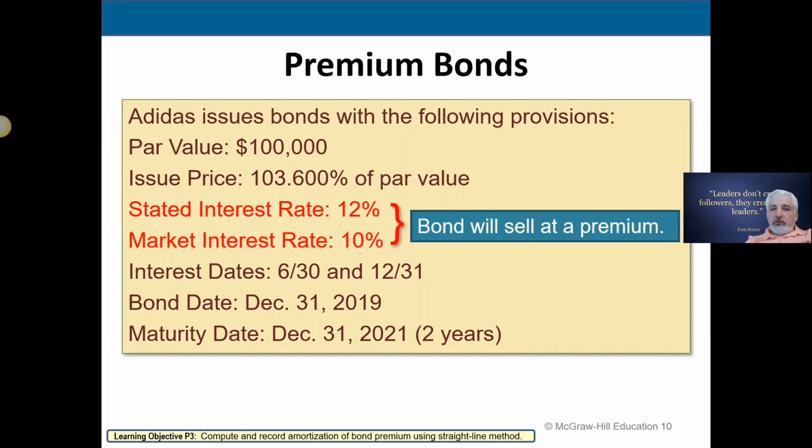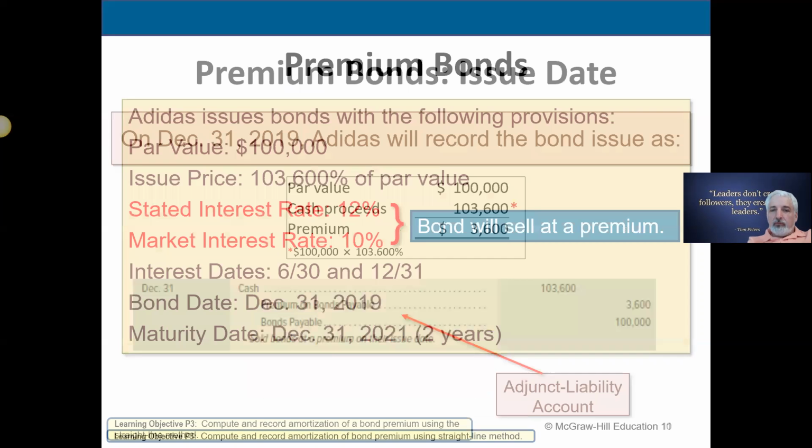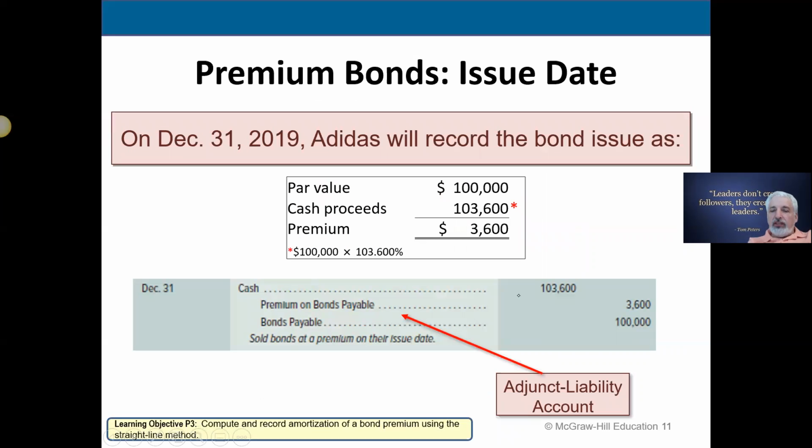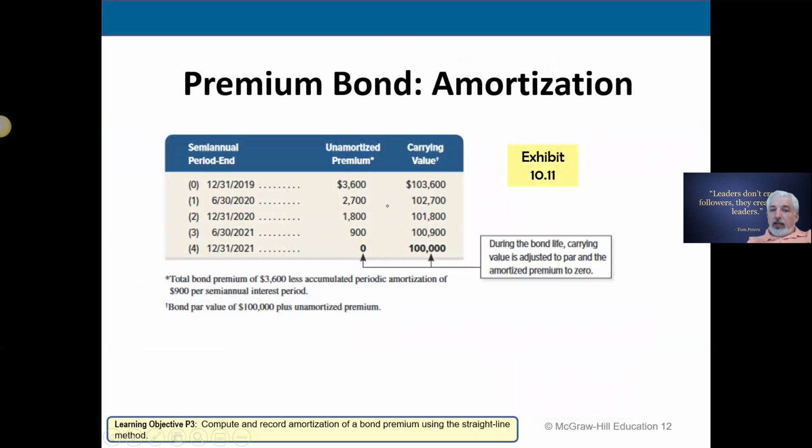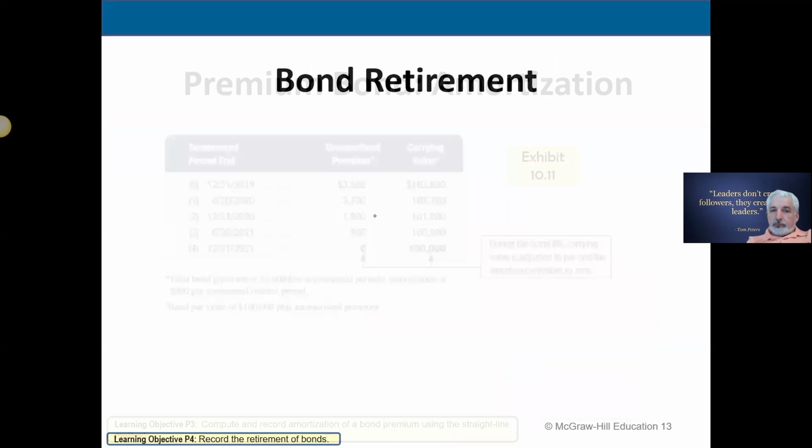And then the premium is the opposite. We will sell bonds at a premium if the market rate is below the actual stated rate issued on the bonds. Now we're getting $103,600 in cash for a $100,000 bond. And that's a premium. And we do the same thing. This time, $900 in excess, we will be reducing the premium as that goes.